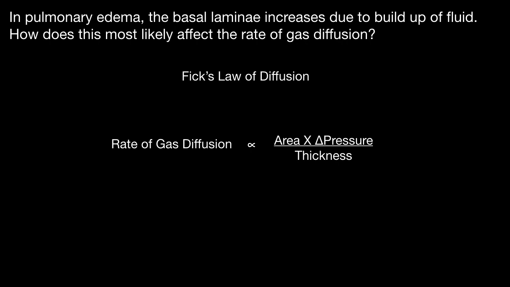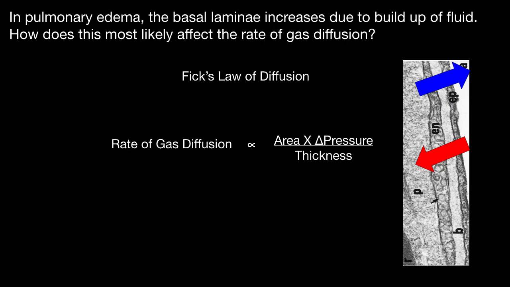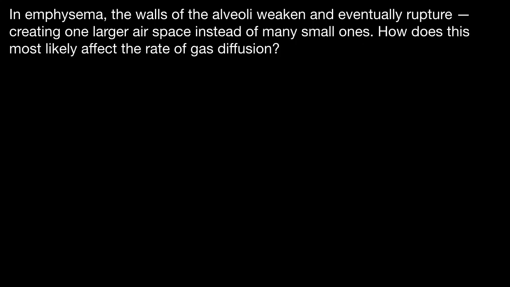Let's go back to that electron microscopy view of the alveoli. Now, in pulmonary edema, the basal lamina becomes swollen, and this increases the thickness, therefore decreasing the rate of gas diffusion. Let's go to another case example.